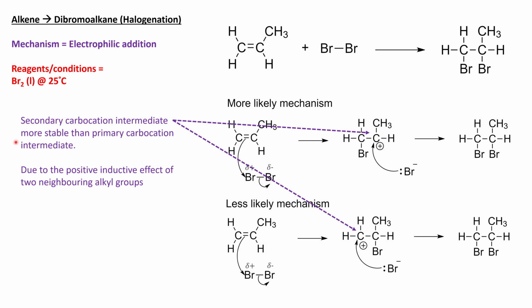This wording here is the exact wording you need to use in your exam in order to justify why this mechanism through the secondary carbocation intermediate is the more likely mechanism. Now, although both of these give the same products and both mechanisms lead to that, you should always draw the mechanism that goes through the more stable carbocation intermediate. That is the accepted mechanism to go for.